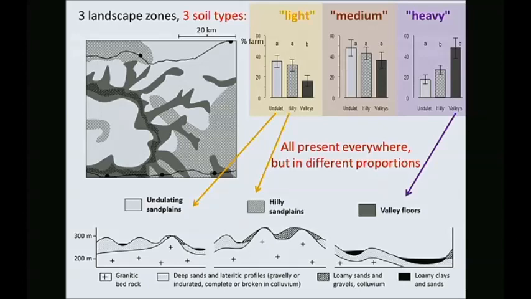And the important thing is that the soils were present everywhere, but in different proportions. So obviously, for instance, in the valley floor, there were a lot more heavily textured soils like clays, and much less in the undulating sand plain. And once again, that's evaluated.